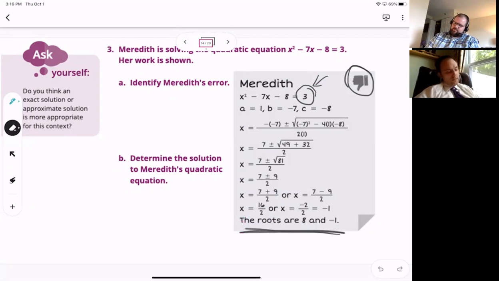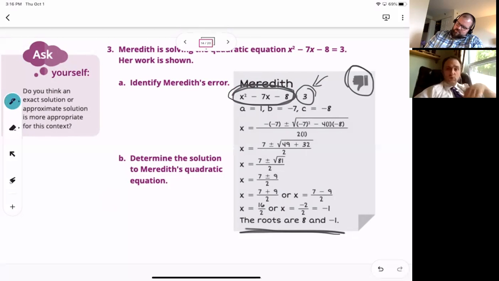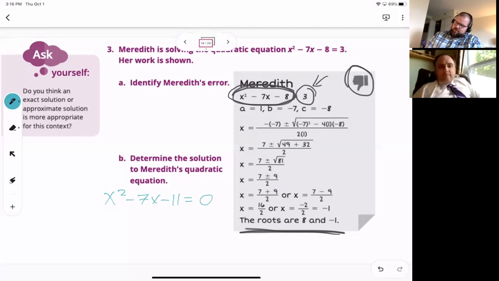So Meredith figured out where this equation, x squared minus 7x minus 8 equals 0, but that's not what the equation we're given is. The equation we're given is x squared minus 7x minus 11 equals 0. So Meredith found the answer to the wrong question. Beautiful work with the quadratic formula that Meredith did, but did not answer the question. So you're saying that if we had moved the 3 to this side, we then could have used either the quadratic formula or use Desmos and graph this and find the zeros.